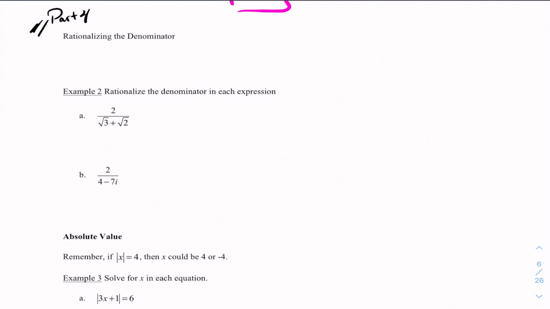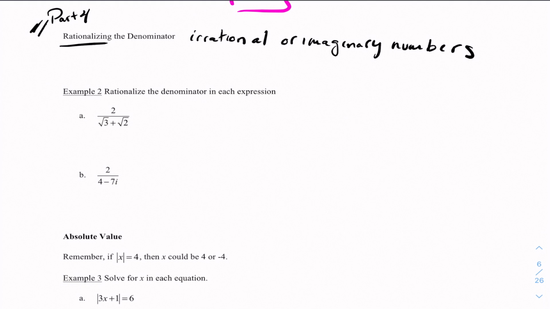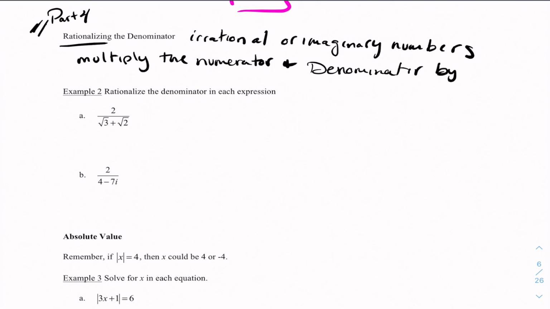Next up in part 4, after we've talked about rational functions and polynomials and lines and quadratics, we're going to talk about rationalizing a denominator. By rationalizing a denominator, that implies that we're dealing with irrational or imaginary numbers. The way that we do this is take what's in the denominator, and we're going to multiply the numerator and the denominator by the conjugate of the denominator.